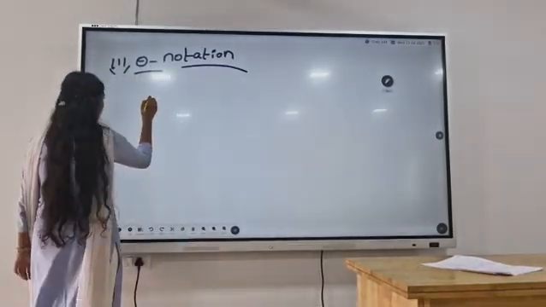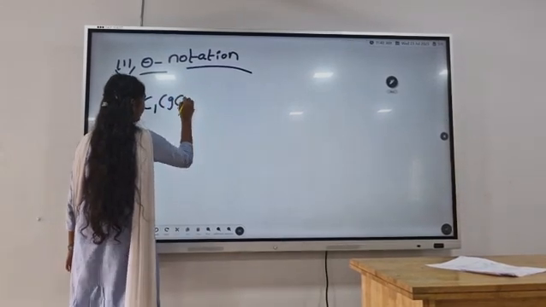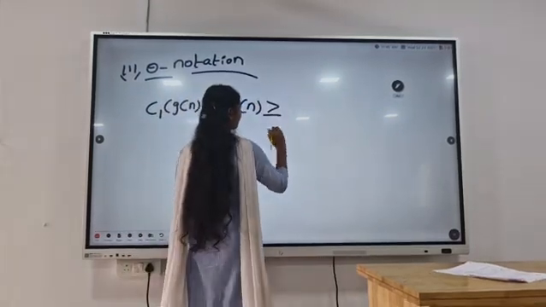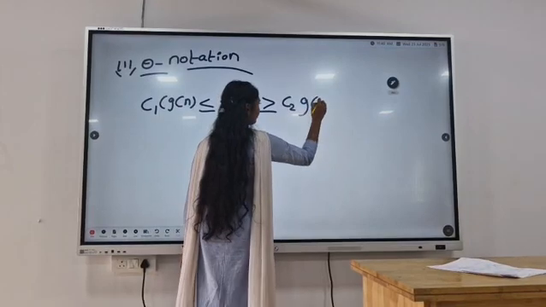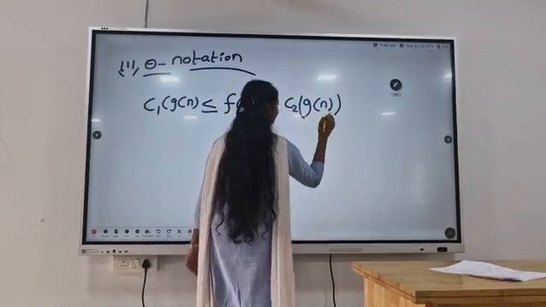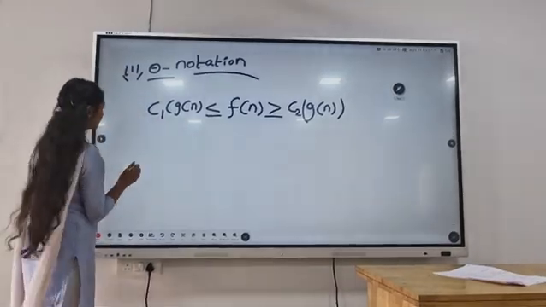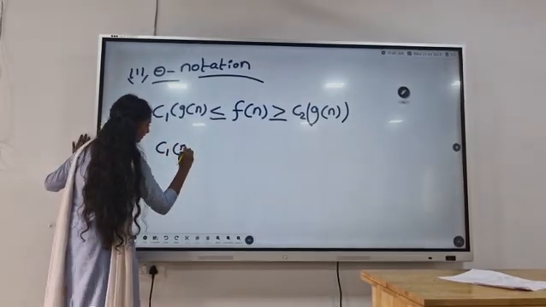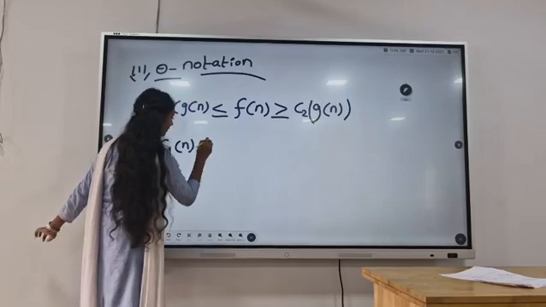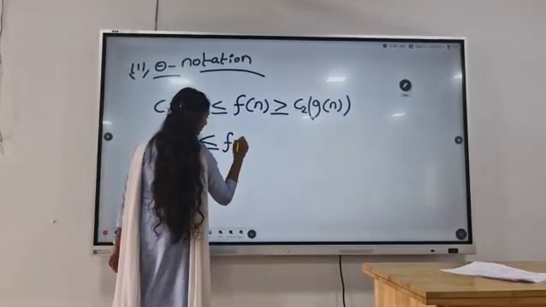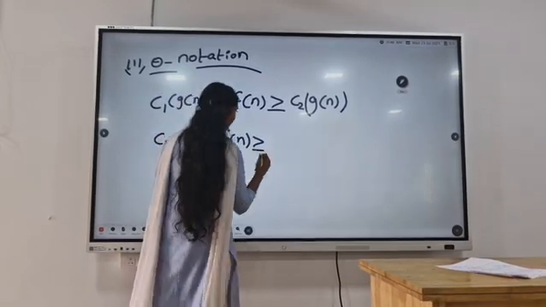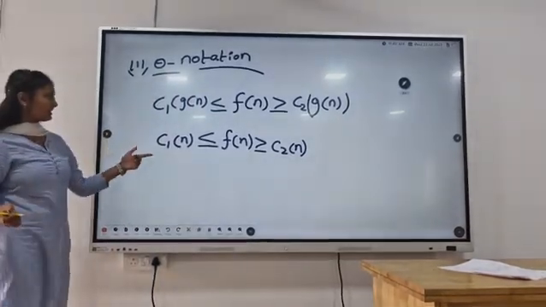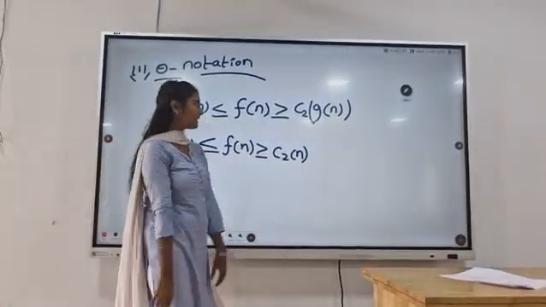So we are taking C1 of g of n, f of n, C2 of g of n. That means we can write this formula as C1 into g of n, f of n, C2 into g of n. So we can write this formula like this, and we can represent the graph like this.